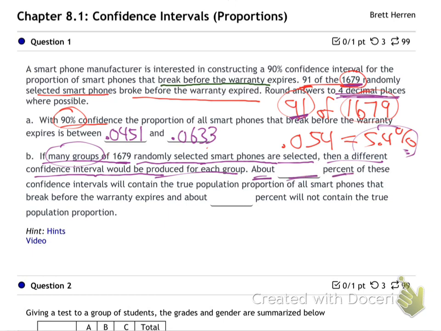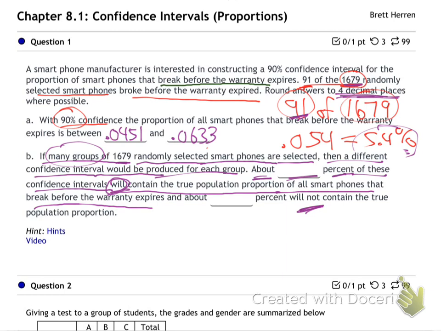About what percent of these confidence intervals will contain the true population proportion of all smartphones that break before the warranty expires? And we'll get to the other percent. About blank percent of these confidence intervals will contain the true population proportion of all smartphones that break before the warranty expires, and about blank percent will not contain the true. So this is the not, this is the will. Does that just seem like gibberish? Let me help with that. And you'll get used to it, because they're going to say the same thing every time.